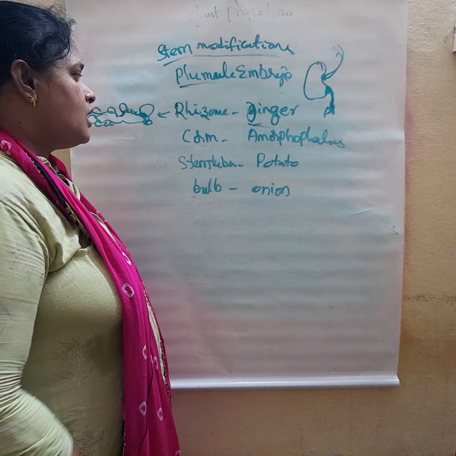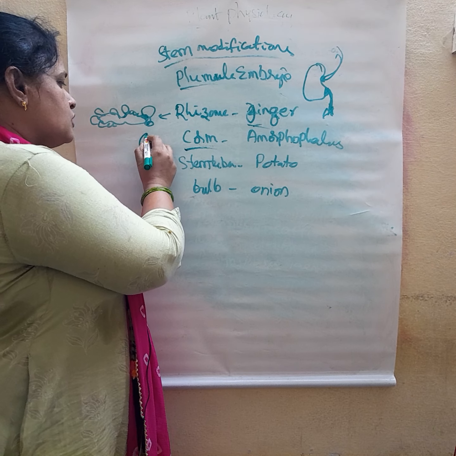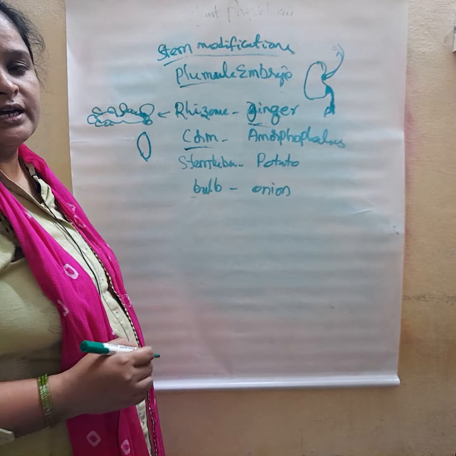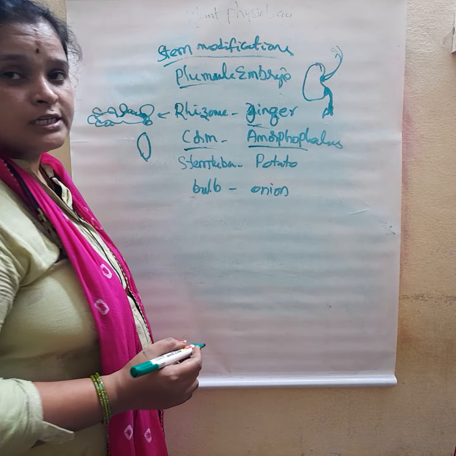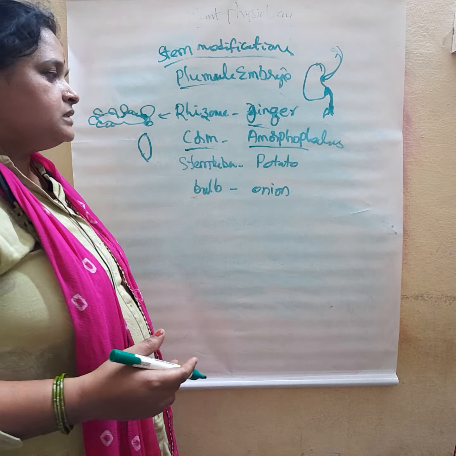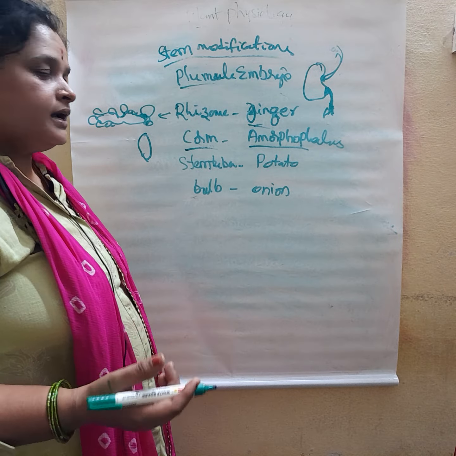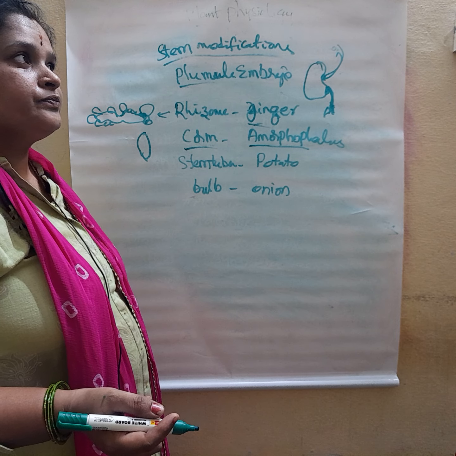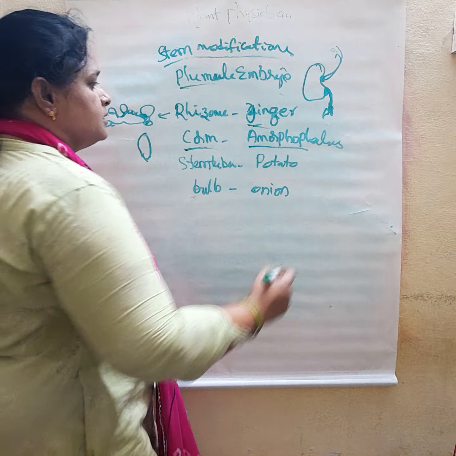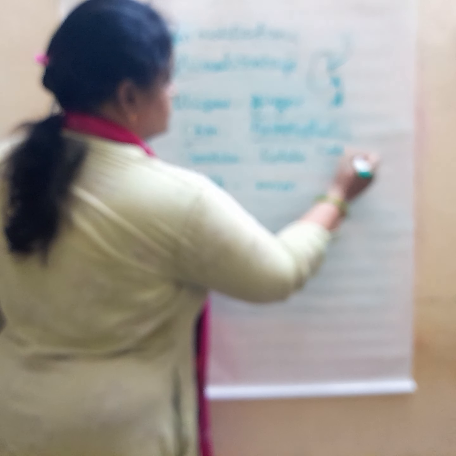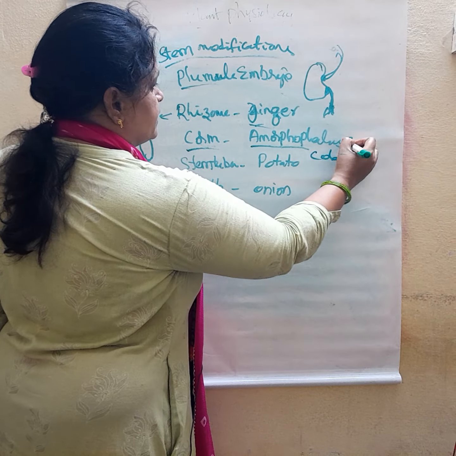Next, corm means the stem grows vertically in the soil. An example is Amorphophallus, which is Jamin Kand. Apart from it, Colocasia is also an example. Colocasia, I don't know the English name, Chamadumpa. This is Jamin Kand.